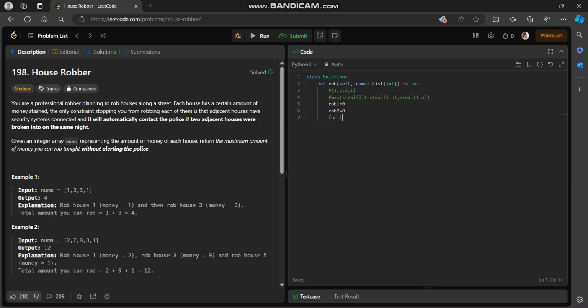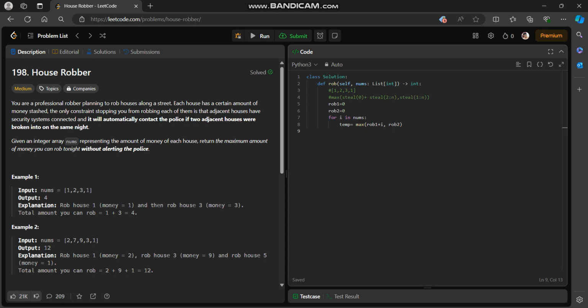Right. So for i in the given array nums, I need to get the max of nums of i plus rob 1, comma rob 2. So the steal of 0 is nothing but the i value which you are currently in. So I am storing the maximum value in a temporary variable.